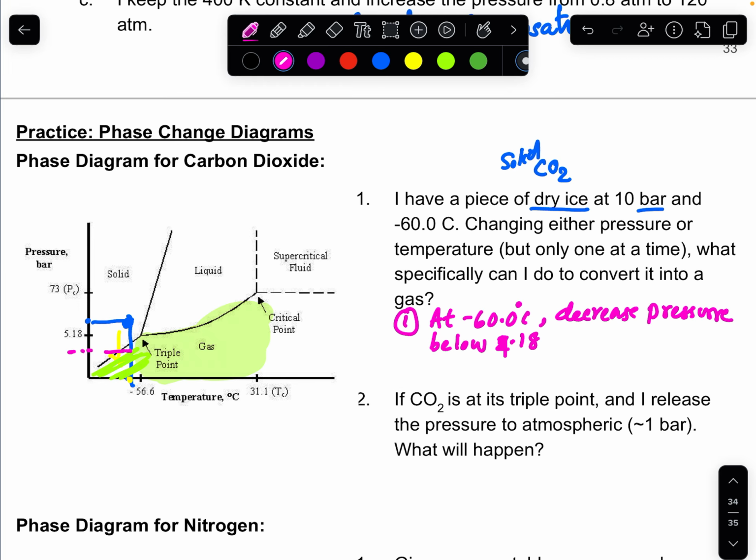Or you can do the second thing. Keep the pressure constant, and you can increase the temperature, right?